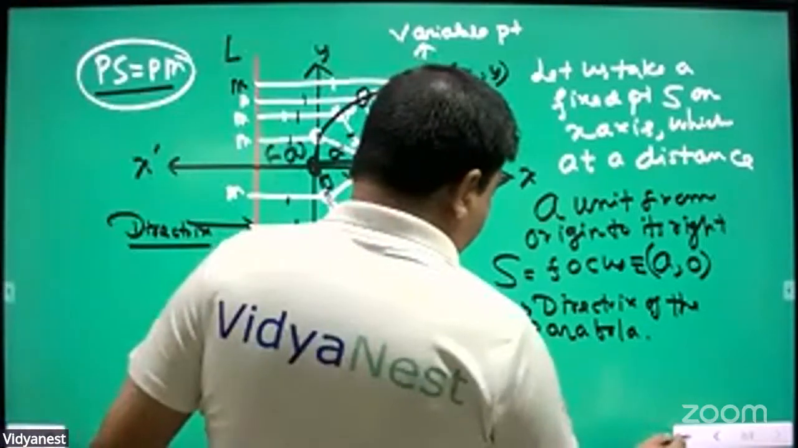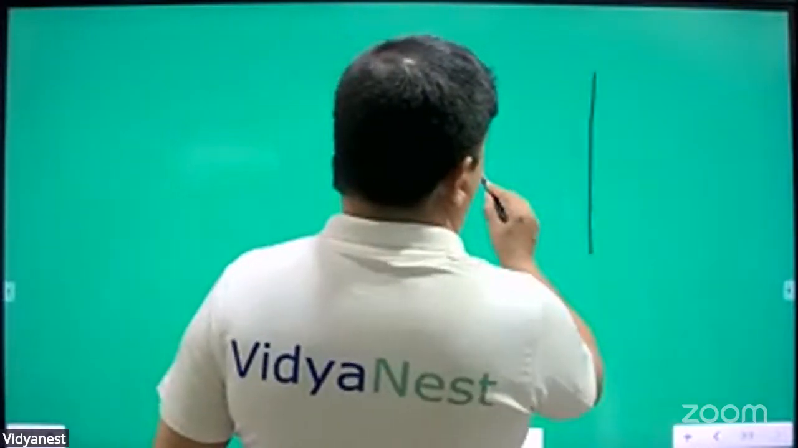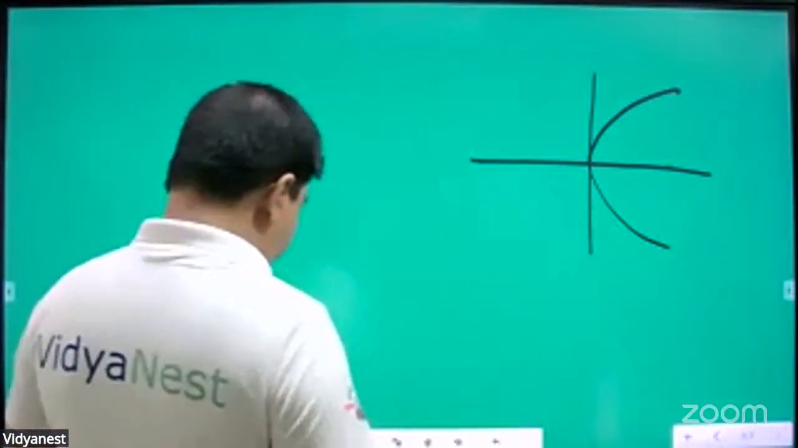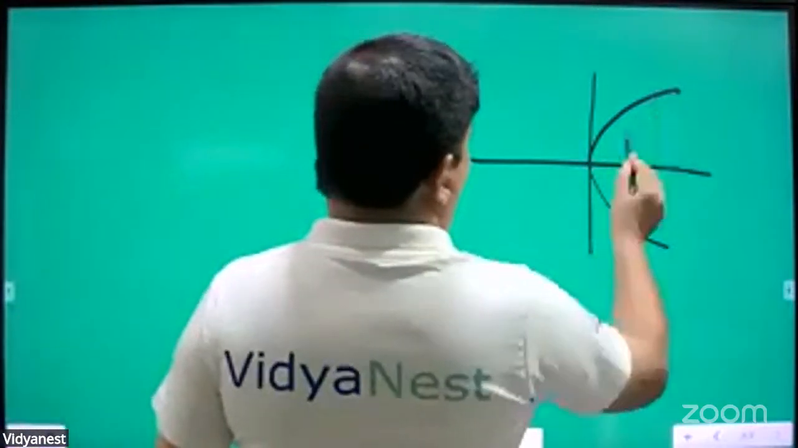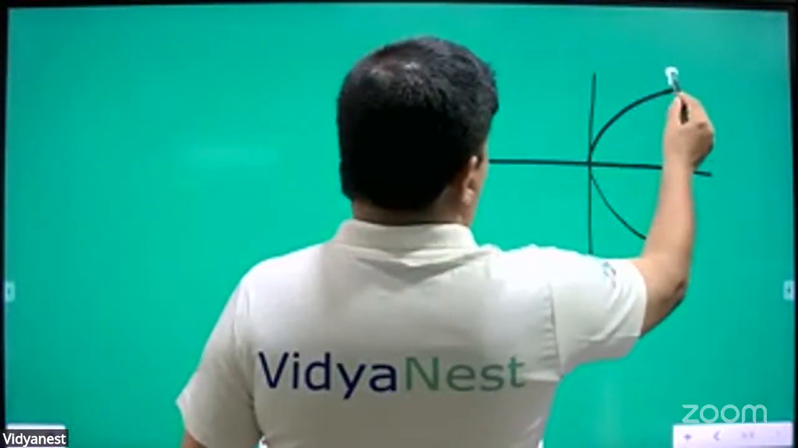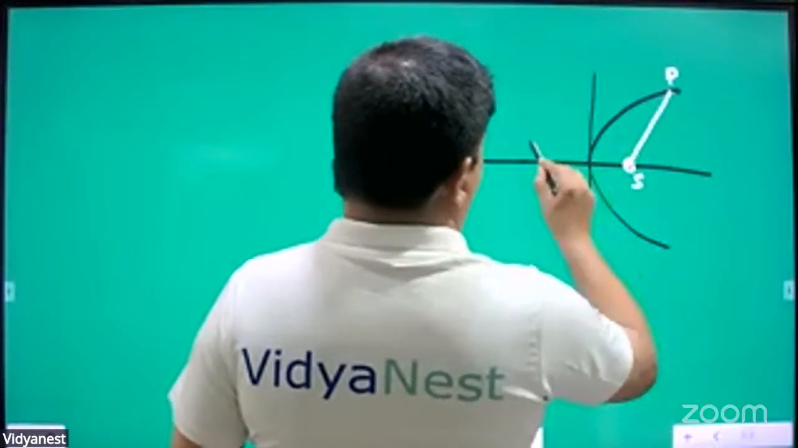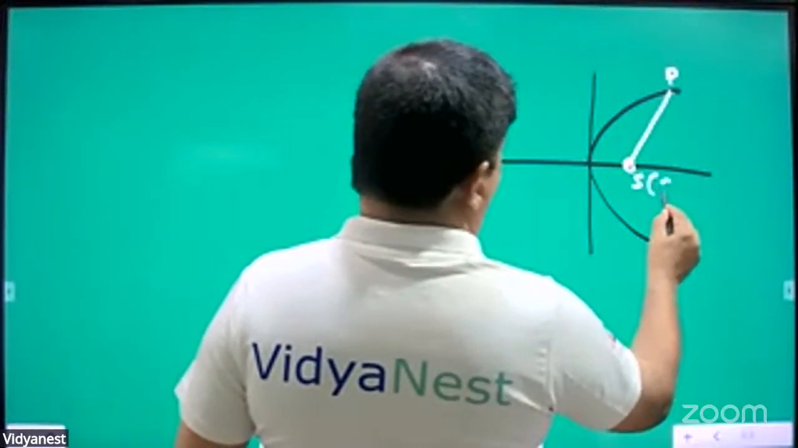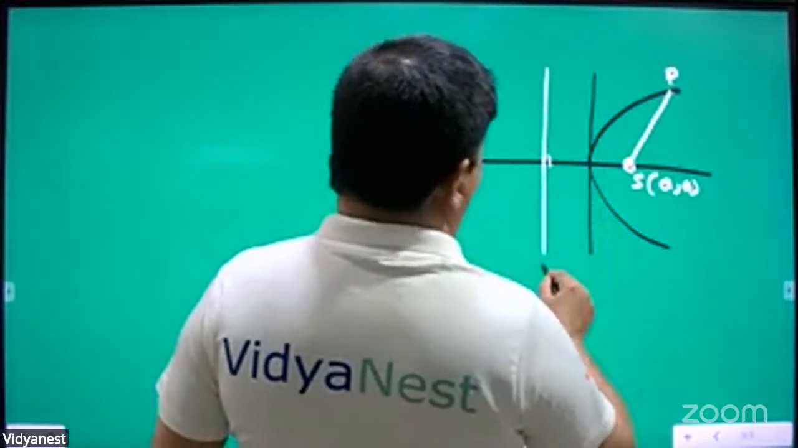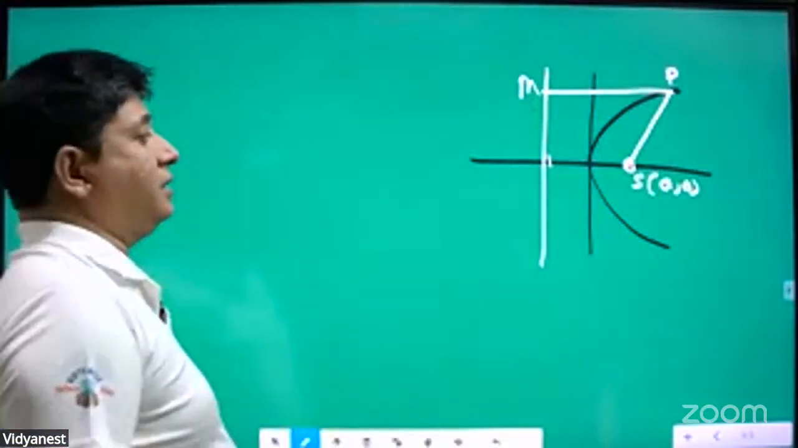Now this figure has become a little bit clumsy, so let us draw it again. We have come to know this is the parabolic curve. There is the variable point P. There is the focus S, that is A comma 0. On the opposite side there is another line, PS is equal to PM.